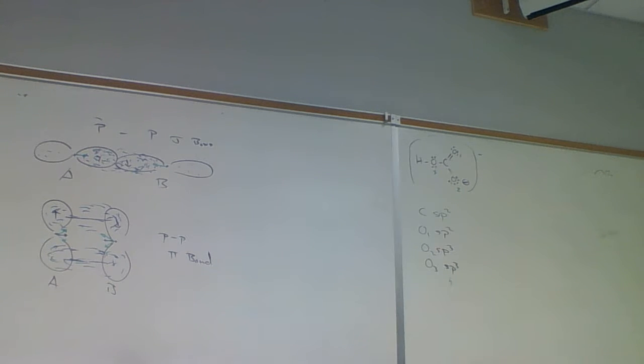How many electrons does carbon have? 4. So is it going to be 1, 2, 3, 4? Does that look right to you? 4 electrons.